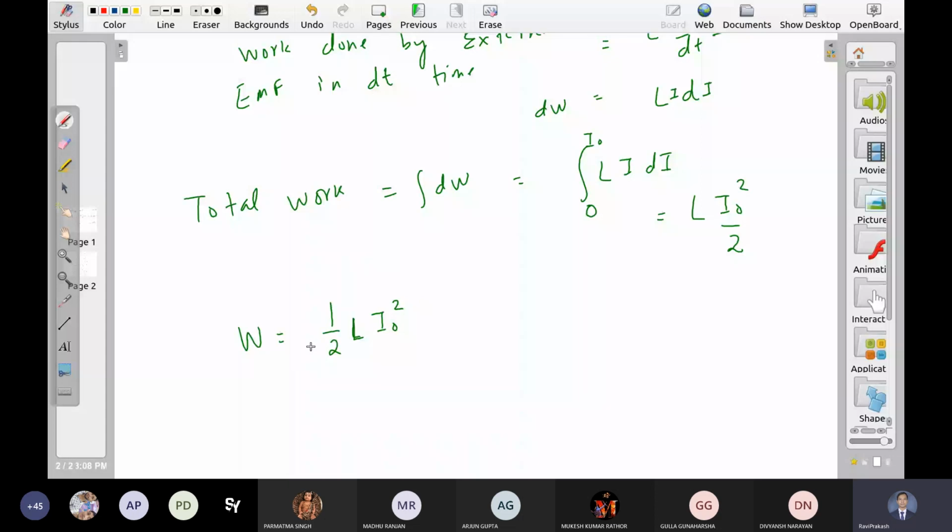You can say, where is this energy stored? It depends on L. L means the properties of the circuit. So you can say that energy is stored in the coil or loop. But we can also say that we can get the same energy from the magnetic field generated by this loop. How will we do that?